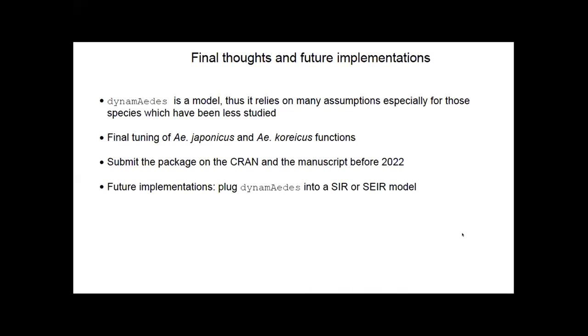And one of the future implementations of this model we foresee is to try to plug our population dynamics estimates into an SIR or SCIR model.